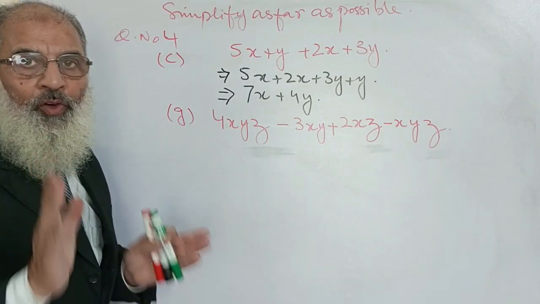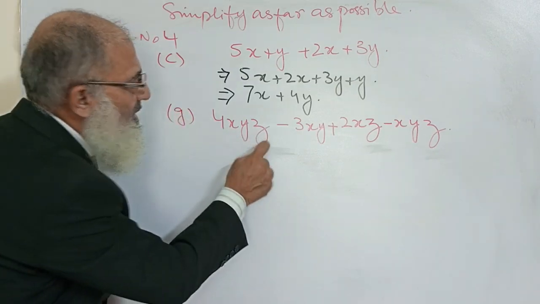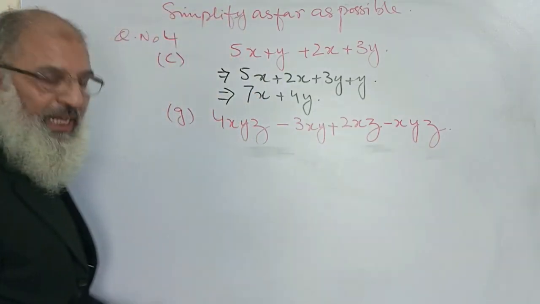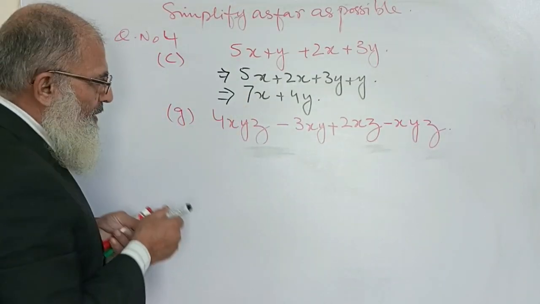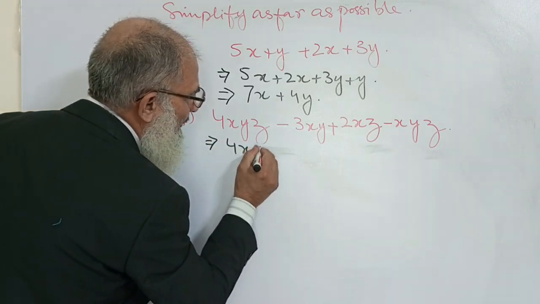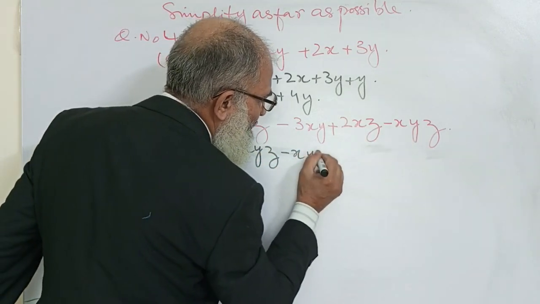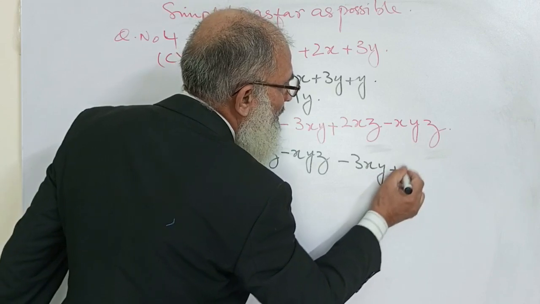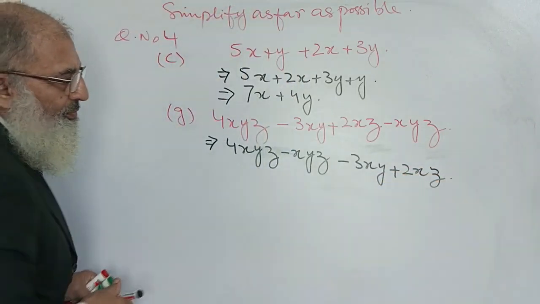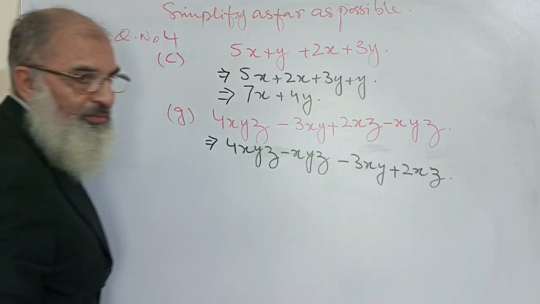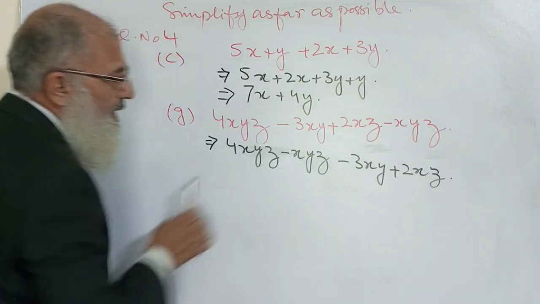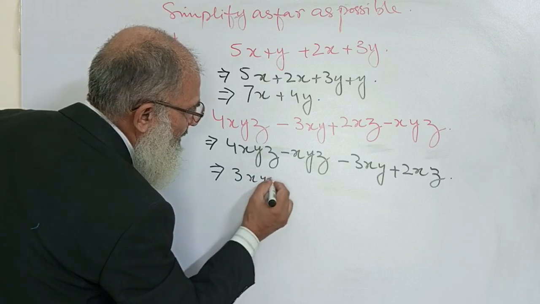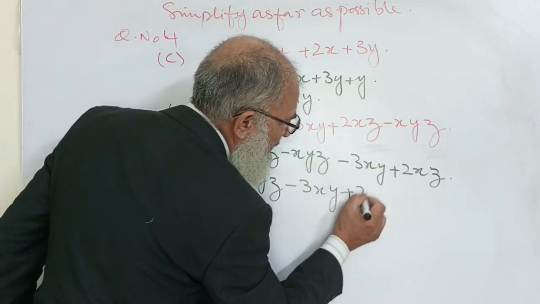Now go for the like terms. Now xyz is one term. Here we have one xyz. So according to me, you can write it in this way. xyz minus xyz. And now the next is minus 3xy. Now these are all single terms. You see, this is xy and this is xz. There is no match. But here we are getting some match over here. So 4 minus 1 is 3xyz. And the rest of the terms will be written as it is.